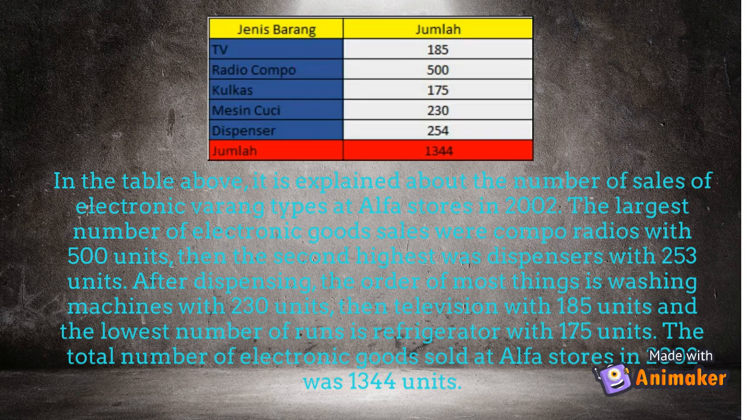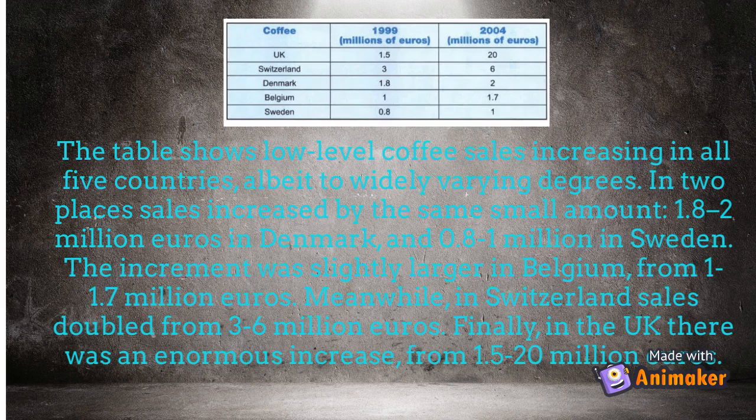253 units. After dispensers, the order of most sales is washing machines with 230 units, then television with 185 units, and the lowest number of sales is refrigerator with 175 units. The total number of electronic goods sold at Alpha Stores in 2002 was 1,344 units. And then example, two-way table.